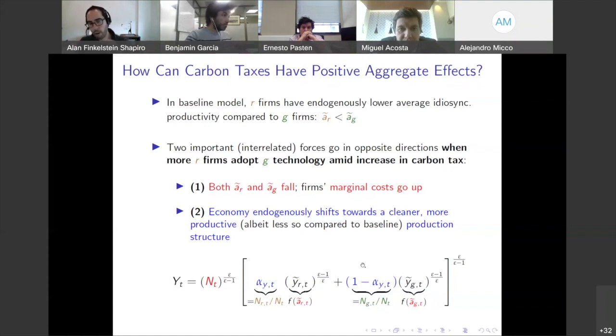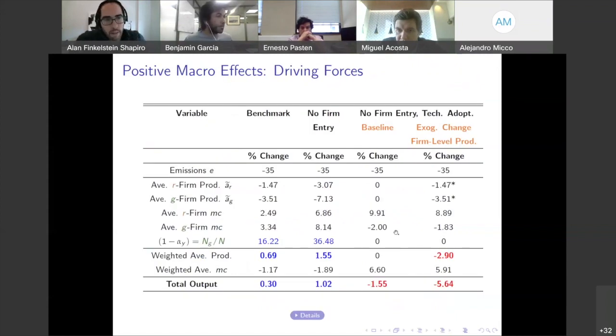That in a world where you don't have firm entry and technology adoption, the alpha Y's are fixed. So the only thing that you're seeing is reductions in output in one firm that can or cannot be completely offset by increases in output by the other firm. How do we see this more clearly? This is basically looking at average idiosyncratic productivity for the two categories of firms. So again, for average productivity for a given firm, the average effective marginal costs, and then basically how the share of output, the weight that you put on output for a set of firms versus the other, changes.